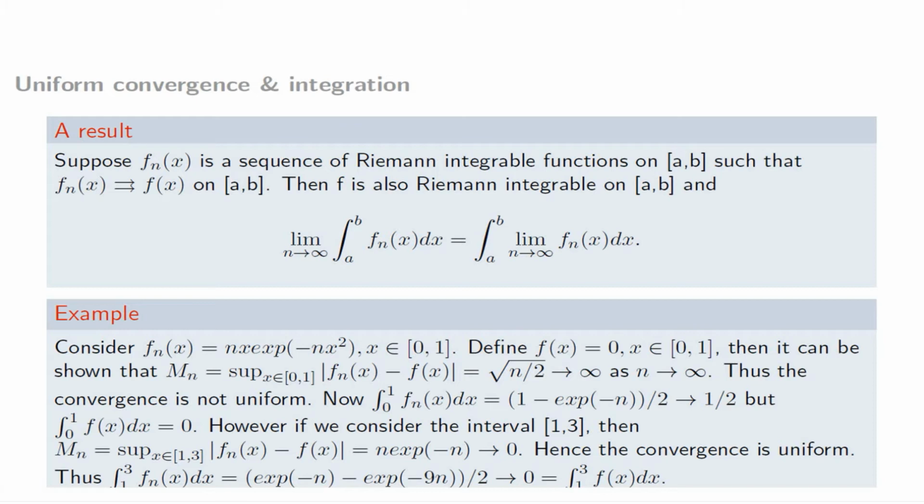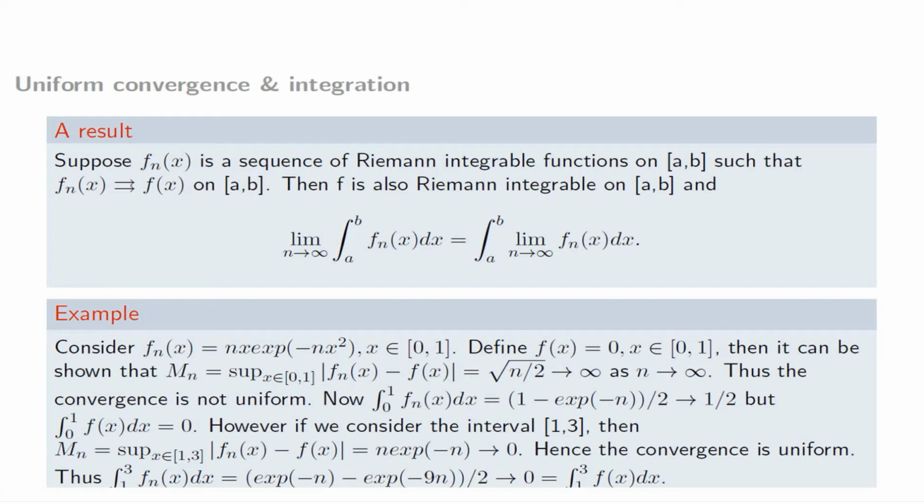Next, consider a consequence of uniform convergence and Riemann integrability. Suppose f_n(x) is a sequence of Riemann integrable functions on the closed interval [a, b] such that f_n(x) converges uniformly to f(x) on [a, b]. Then f is also Riemann integrable on the same interval, and the limit of the integral of f_n(x) is the same as the integral of the limit of f_n(x). That is, in this case, uniform convergence enables us to interchange the operations of integration and limit.